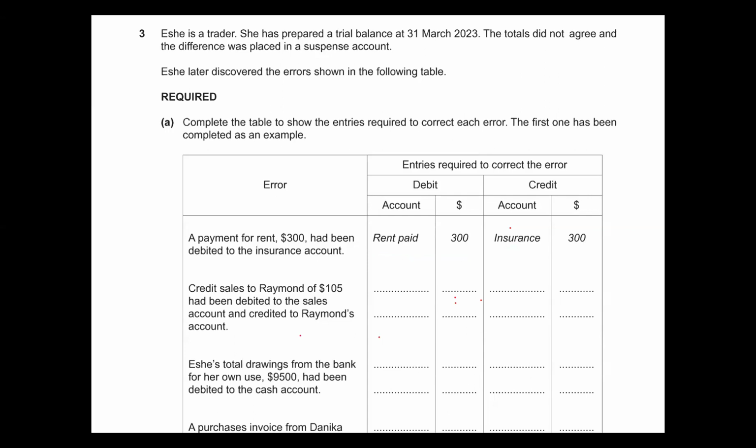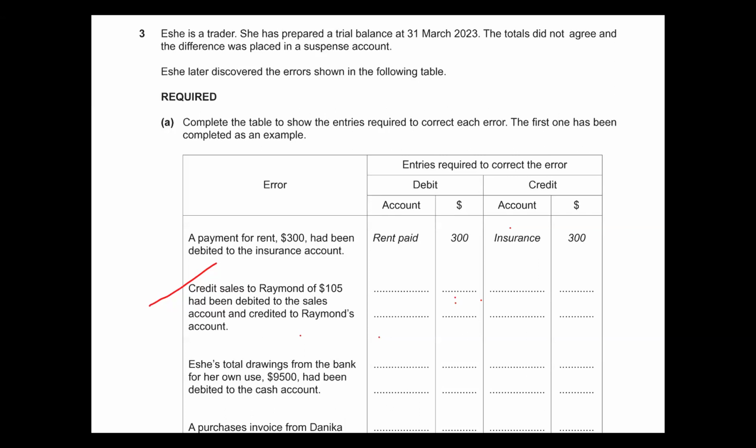I am now reading part number 1. Mr. Paul, are you able to read for us the transaction underlined? The one that says credit sales. Yes, go ahead. Credit sales to Raymond of $105 had been debited to the sales account and credited to Raymond's account. Okay, thank you for the reading.